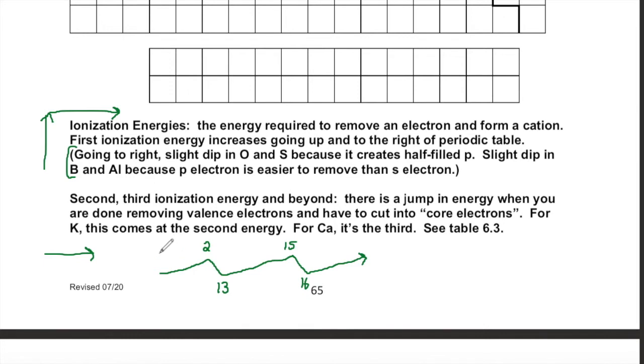Again, this is mostly in the first 3 periods of the table. These exceptions disappear as you get further and further down the table, but especially in these first 3 periods.